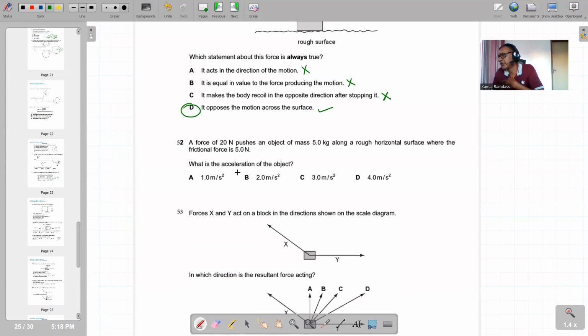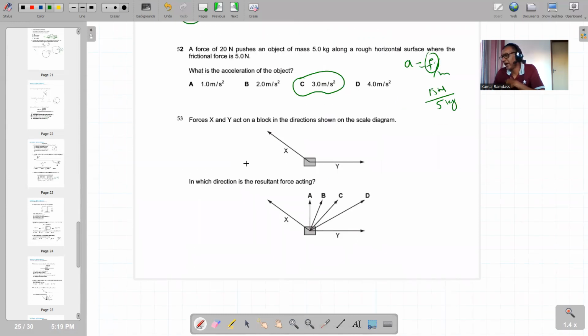A force of 20 Newton pushes an object of mass 5 kg along a rough horizontal surface where the frictional force is 5 Newton. What is the acceleration? Acceleration is F over M. The resultant force is 15 Newton, divided by the mass, 5 kg. 15 divided by 5 is 3 meters per second squared.